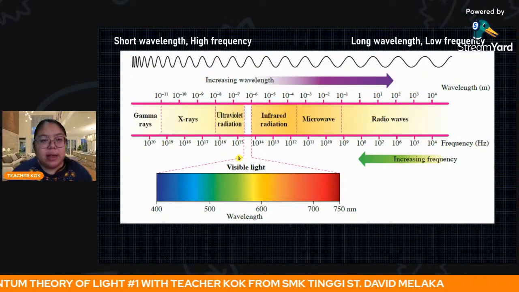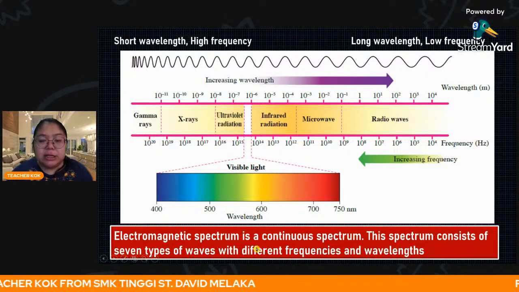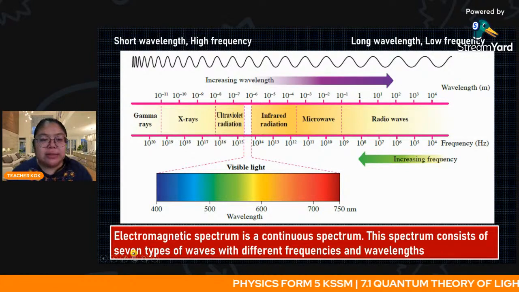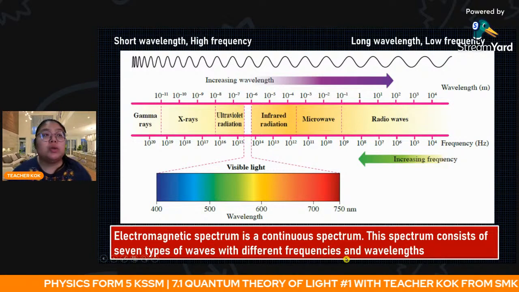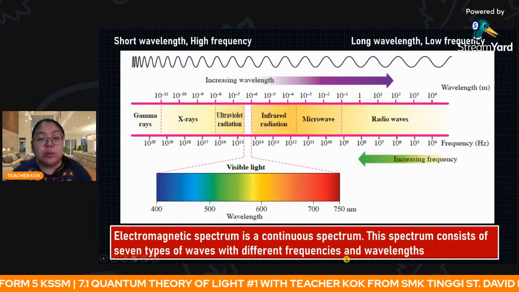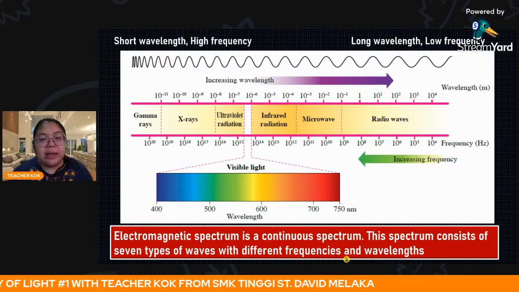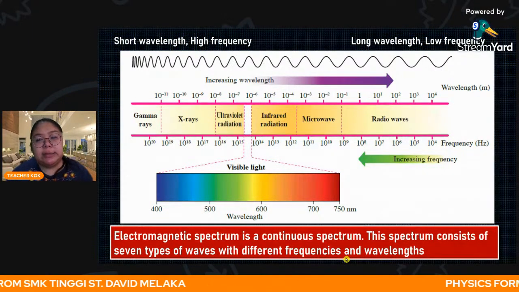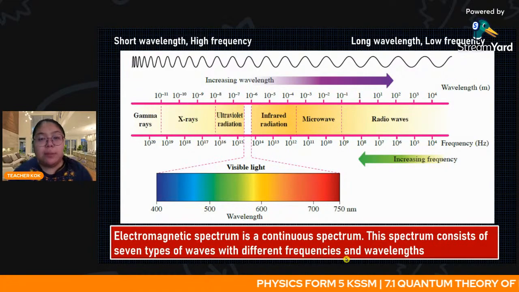Okay, let's see what that is. The electromagnetic spectrum is a continuous spectrum. You can see it is continuous. After that, the spectrum consists of 7 types of wave with different frequencies and wavelengths. So what are the differences in the spectrum? You must know that the arrangement follows the wavelength and the frequency. Okay, and wavelength and frequency must be inversely proportional.